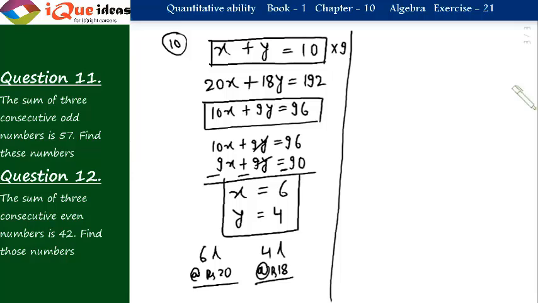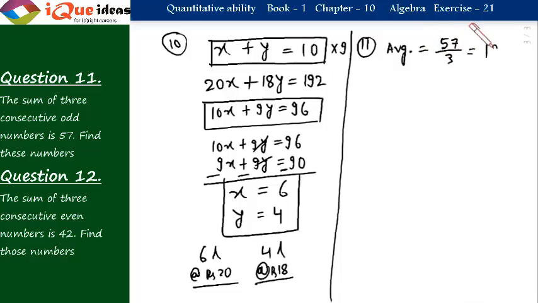Now let's take question number 11. It says the sum of 3 consecutive odd numbers is 57. This question we have done in averages also. And how did we do that? For any set of consecutive numbers, the average will be the middle number. Now here there are 3 consecutive odd numbers and the sum is 57. So the average would be equal to the sum of 3 numbers, so 57 divided by 3, which is equal to 19.